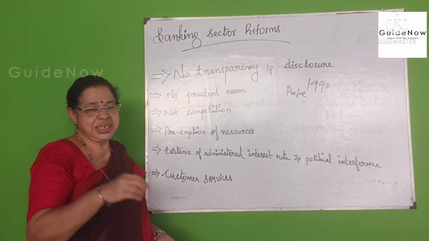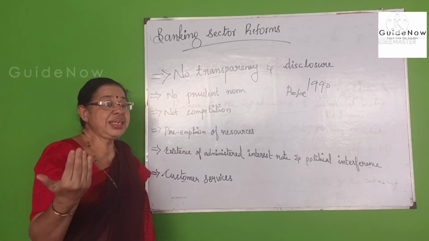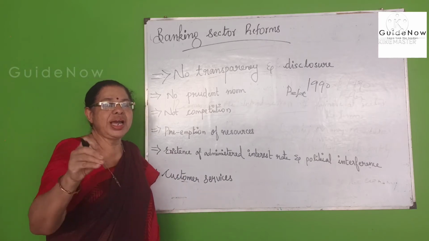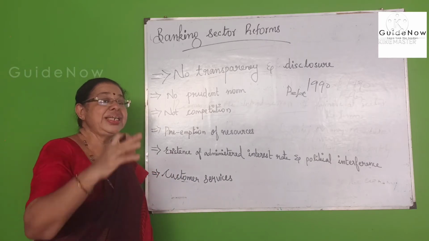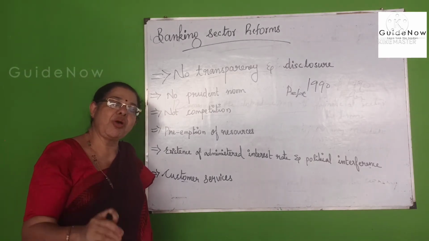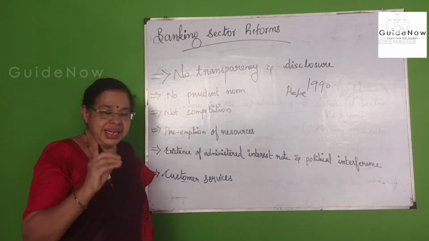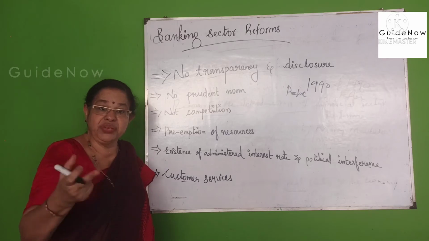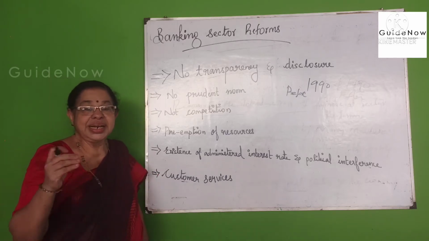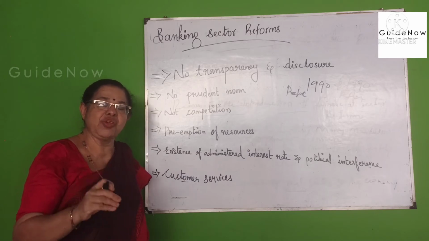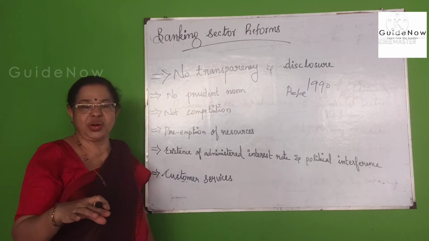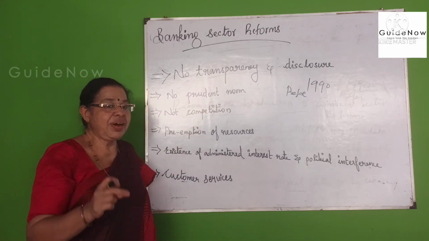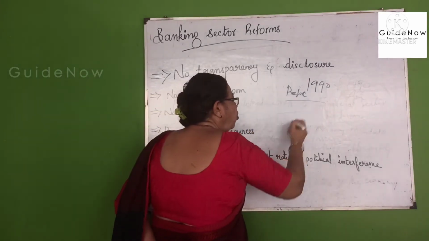There are important reforms, and at the same time, which are the main problems that existed before 1990? After 1990 there are so many reforms. Which important problems existed before 1990, or what are the important reasons for the introduction of banking sector reforms? If you get a question like what are the important reasons for the introduction of banking sector reforms, or which are the important background for the introduction of the 1991 banking sector reforms, then explain the banking sector problems before 1990.